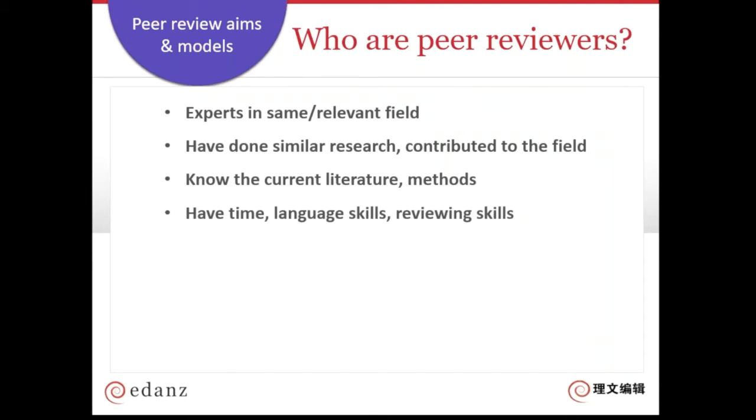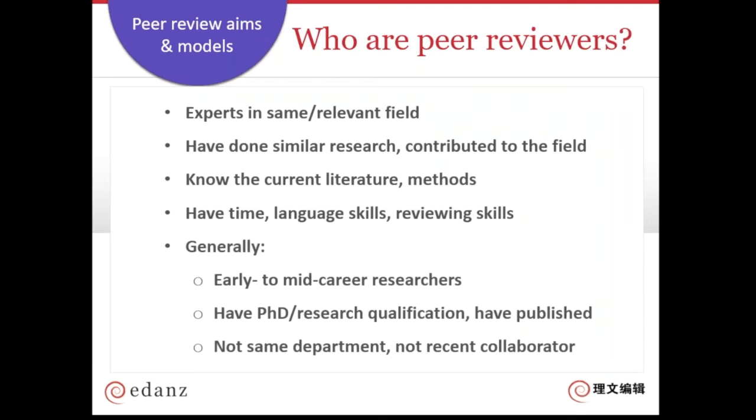And they have time, they have language skills because peer review for international journals uses English, and they have good reviewing skills. And generally, good reviewers are early to mid-career researchers. They have a research qualification and they've already published something, but they're not from the same department or research group as the author, and they shouldn't be a recent collaborator.